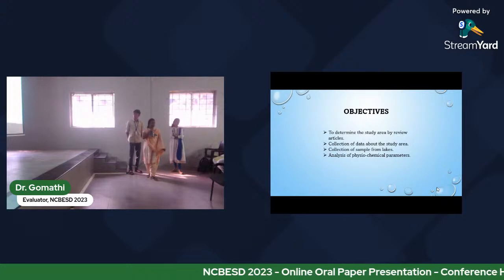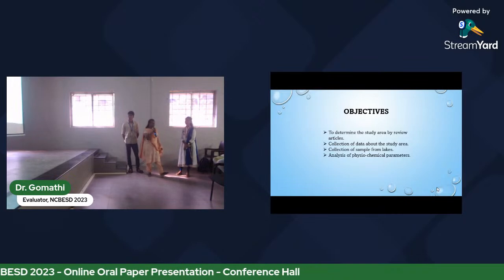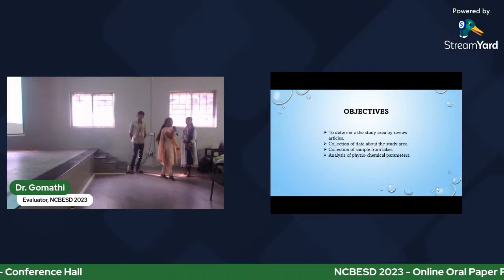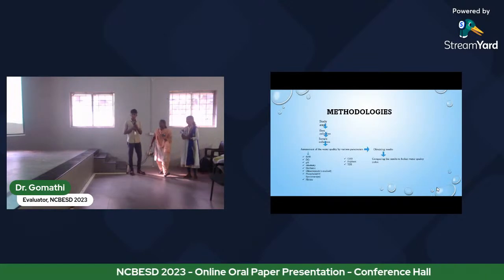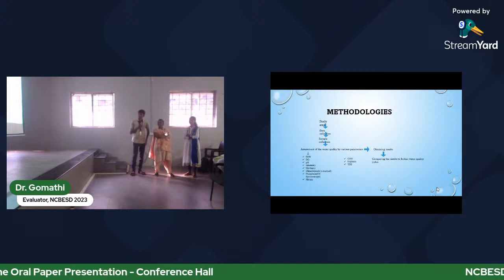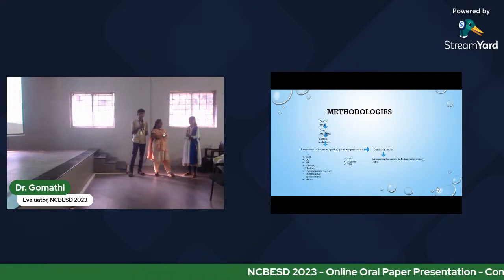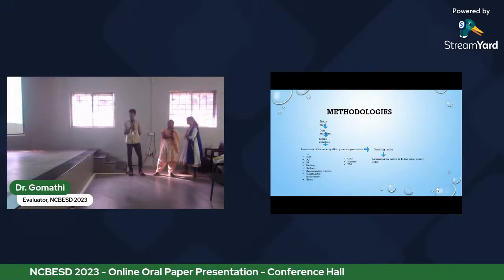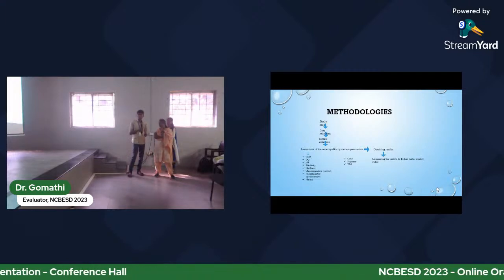The main objectives of our project are to determine the study area by review article, collect the data about the study area, collect samples from lakes, and analyze physiochemical parameters. Let's start with the methodology. Study area. After selecting the study area, we collect data from previous articles.